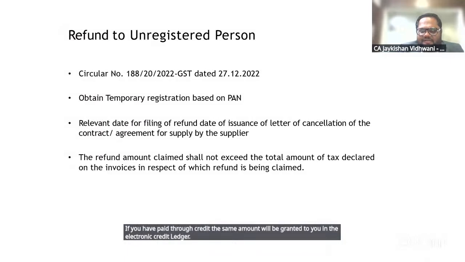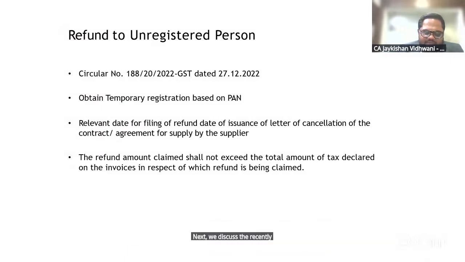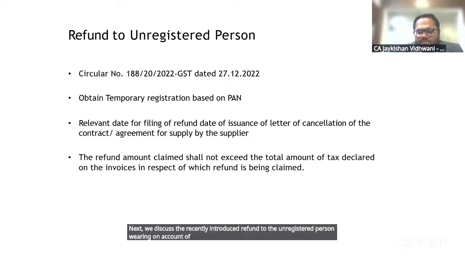Next, we discussed the recently introduced refund to the unregistered person, wherein on account of cancellation of a long-term contract, which may be the purchase of a real estate property or the insurance.